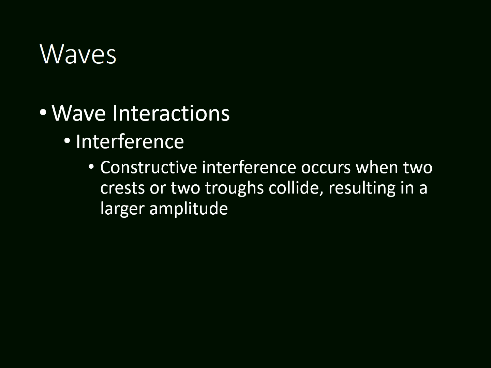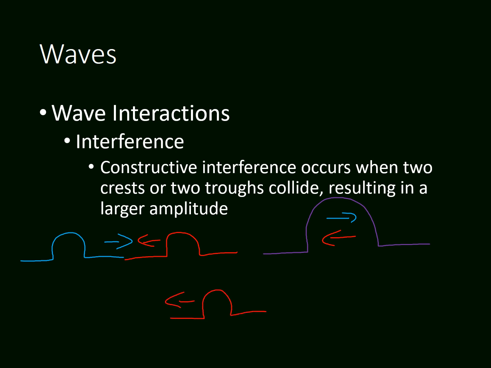So if you have one wave going this way, and the other wave going this way, then when they come together, your amplitude increases, and then they continue moving as they were.